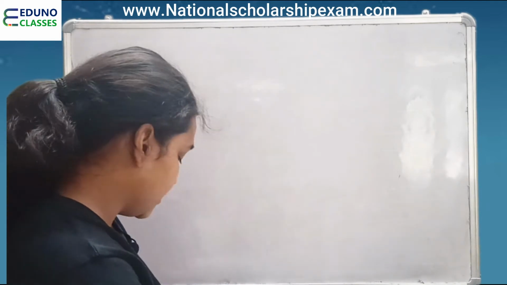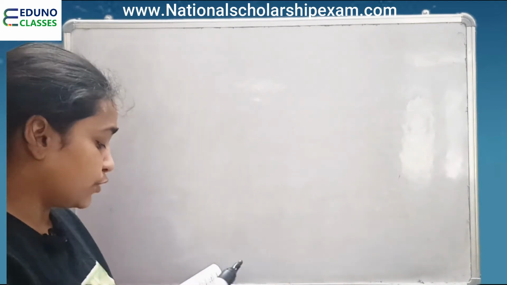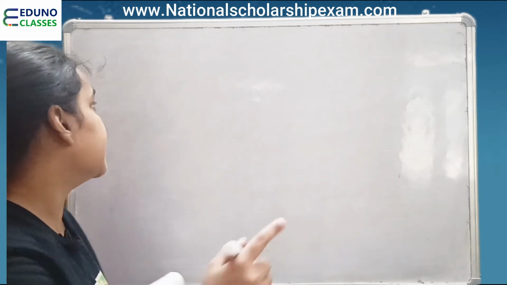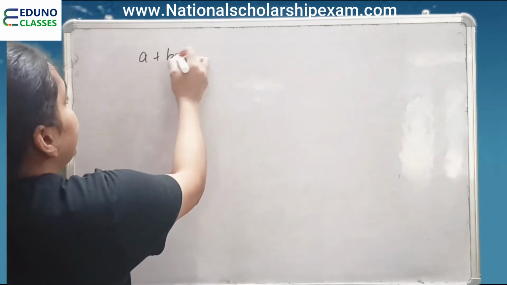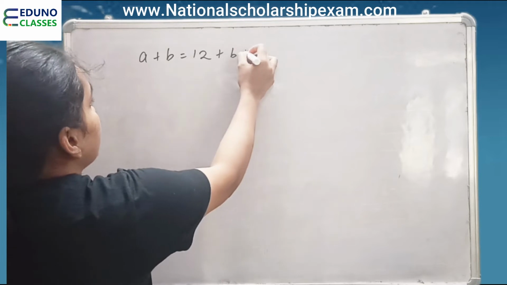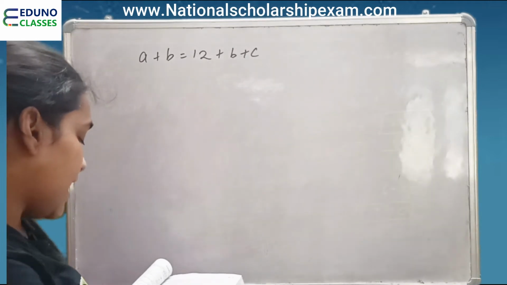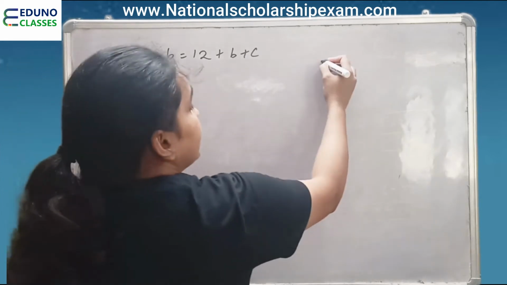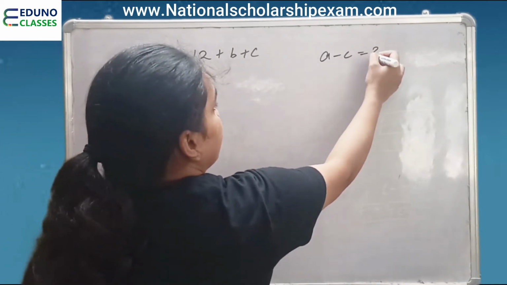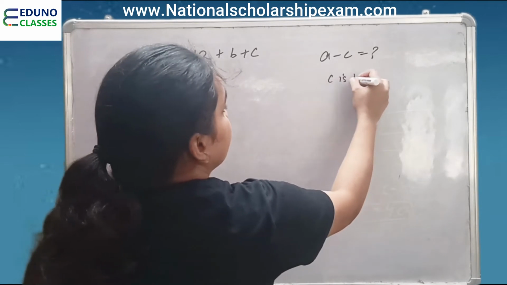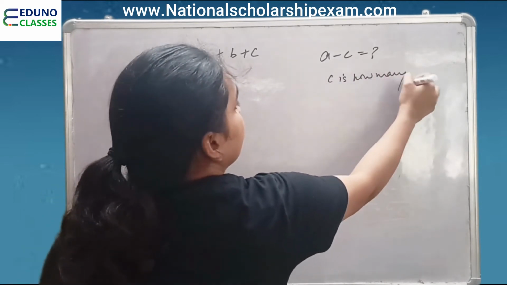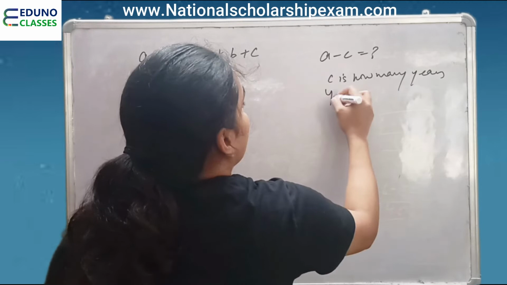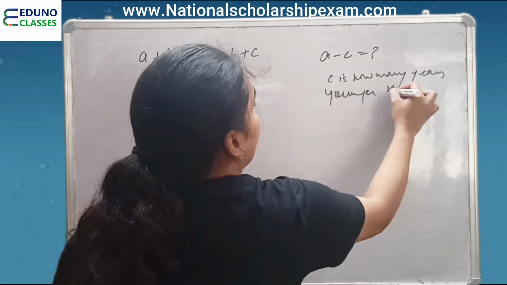Now we have this question. Total age of A and B is 12 more than the total age of B and C. So age of A and B is 12 more than total age of B and C. It is asking C is how many years younger than A. So A minus C it is asking.